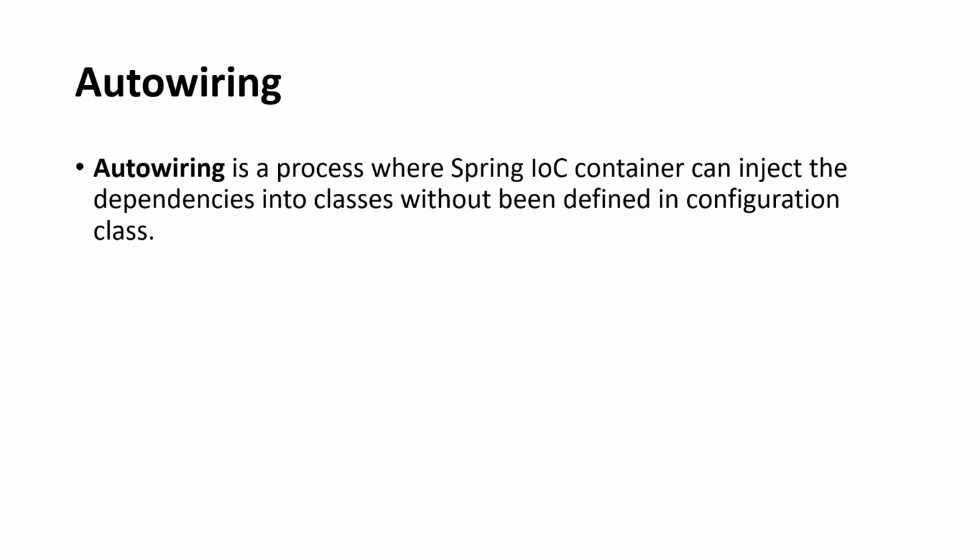So now let's try to understand what is auto wiring here. So auto wiring is a process where the Spring IOC container can inject the dependencies into classes without being defined in a configuration class. So let's try to divide it into parts.